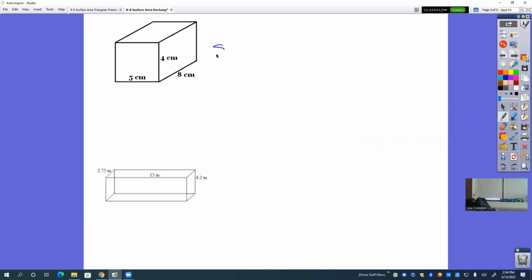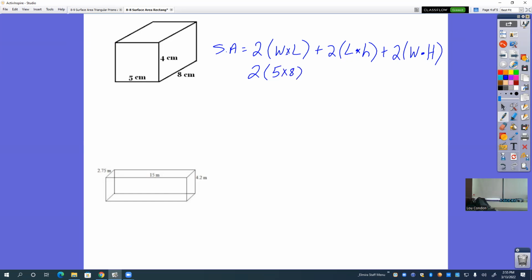Again, one more time: surface area equals 2 times the width times the length plus 2 times the length times the height plus 2 times the width times the height. So again, here we go. 2 times 5 times 8 plus 2 times 8 times 4 plus 2 times 5 times 4.